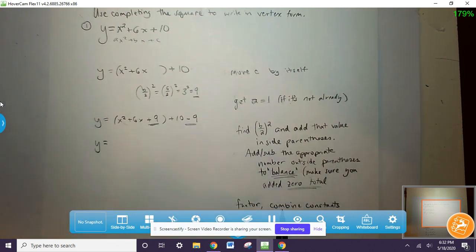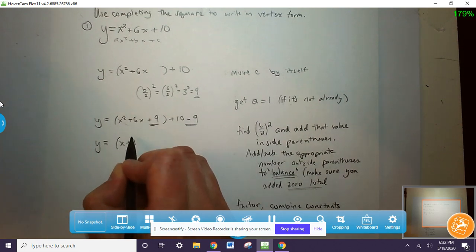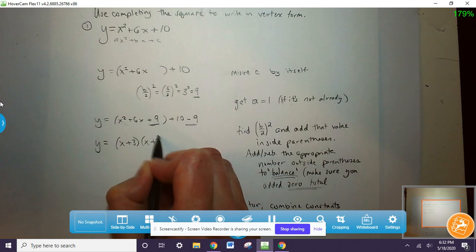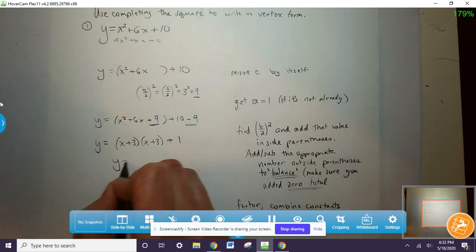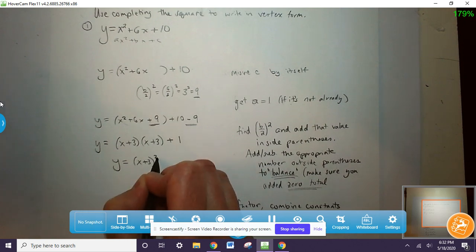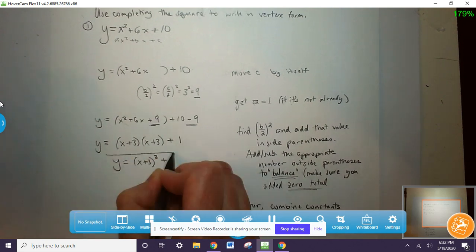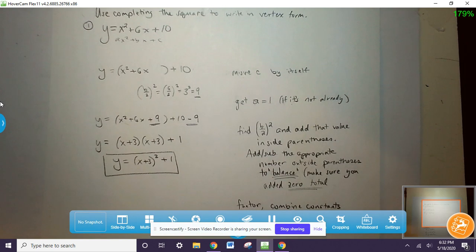Our final step here is to factor and combine our constants. When we factor this, we should get a repeat of a binomial. I'm going to combine those constants. And to write this in vertex form, instead of x plus 3 times x plus 3, I rewrite that as that quantity squared and then a plus 1.